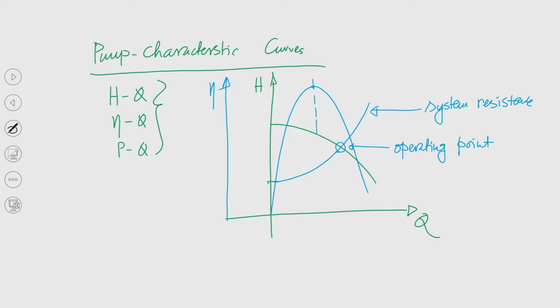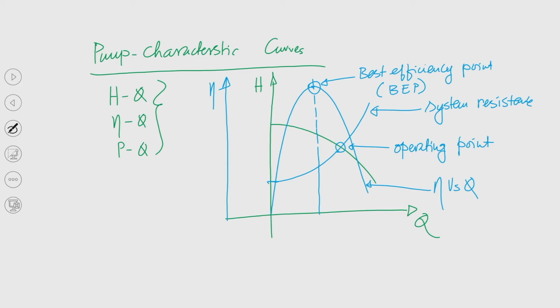If we take the projection from this particular point, this is the best efficiency point, and that is what is written in most of the textbooks. This is the best efficiency point, or in short it is written BEP. If we draw a vertical line parallel to this eta axis, so basically this is efficiency versus Q. I will explain why the nature of the curve is like this.